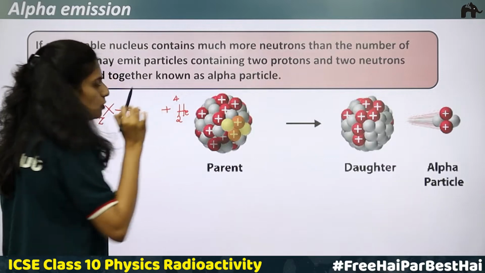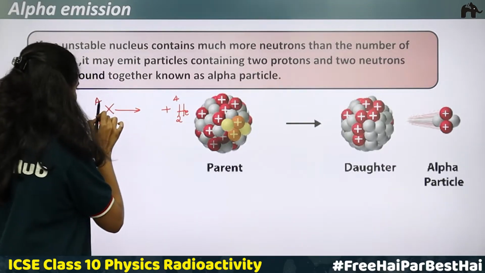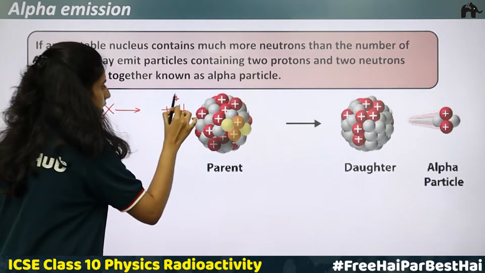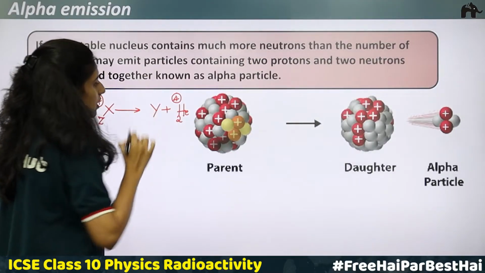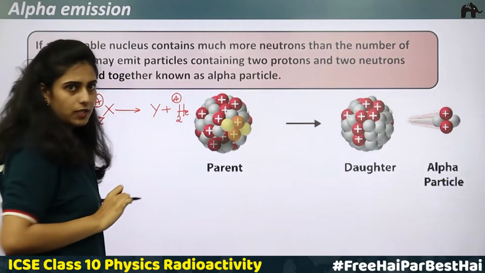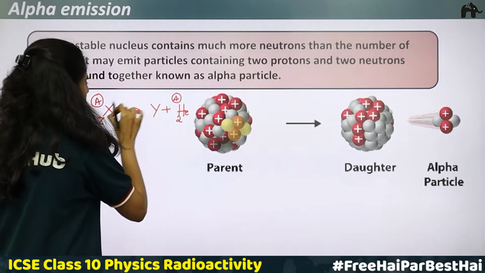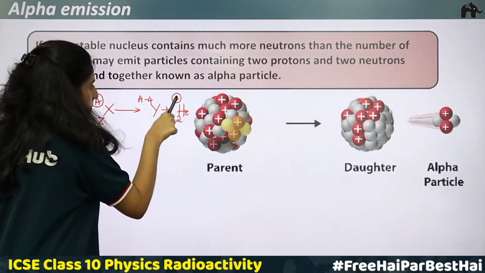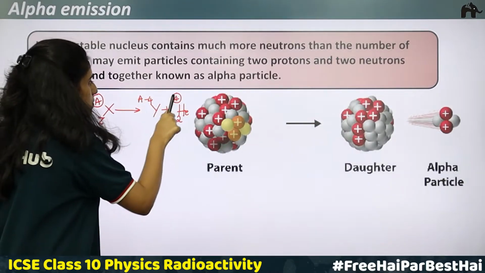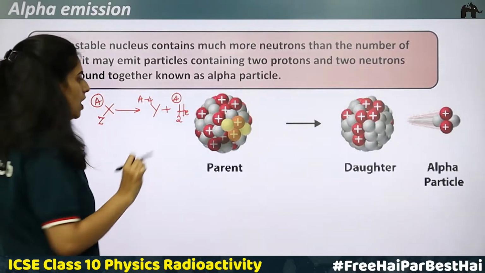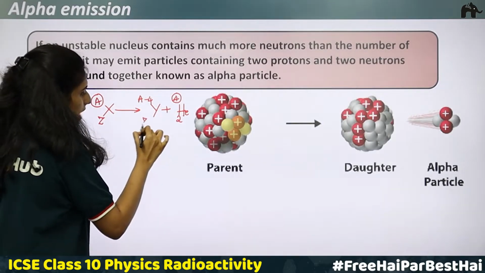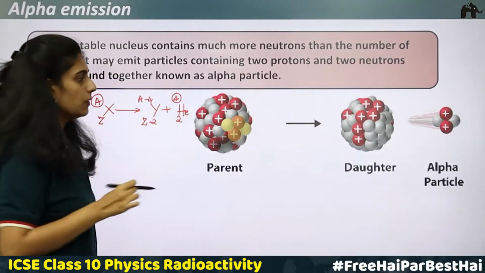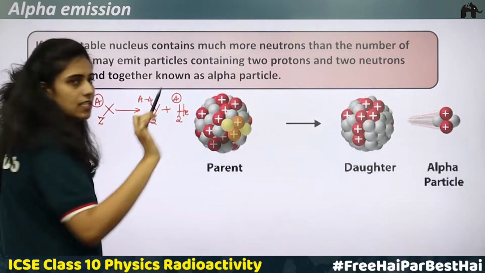Here, mass should be conserved. You can see that this is A, and here we have 4. Let's say a new element is formed here, whose mass number will be A minus 4. If this should be balanced, A minus 4 plus 4, you will get A. What about the atomic number? Here you should have Z minus 2, since Z minus 2 plus 2 is Z. So here one alpha particle is emitted.